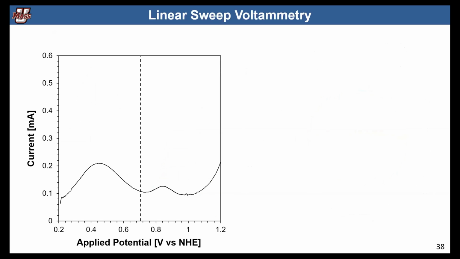So one quick proof I just wanted to show you is that we can do what's called a linear sweep voltammetry, where we look at how the current evolving changes as we ramp up the applied potential. So this is like a temperature programmed desorption, but with applied potential. And we get two peaks.